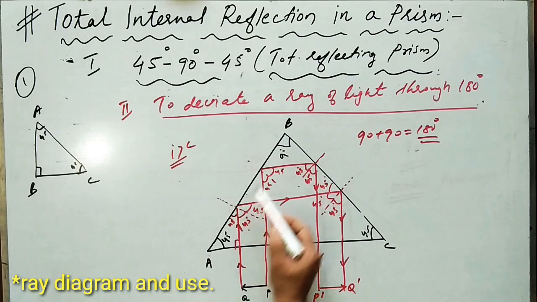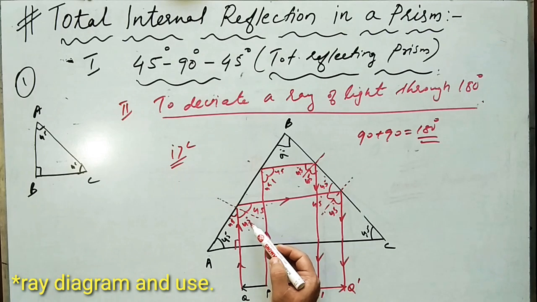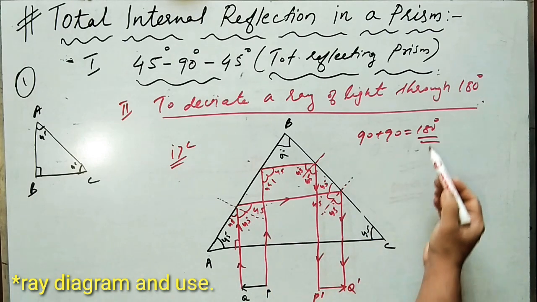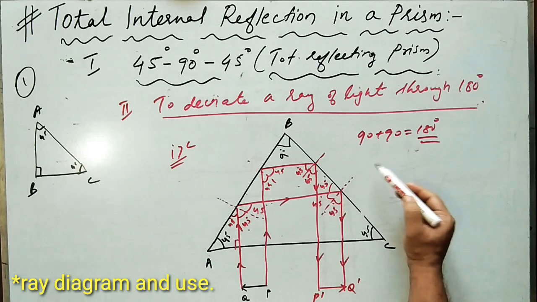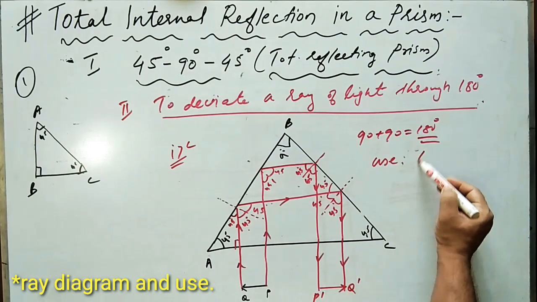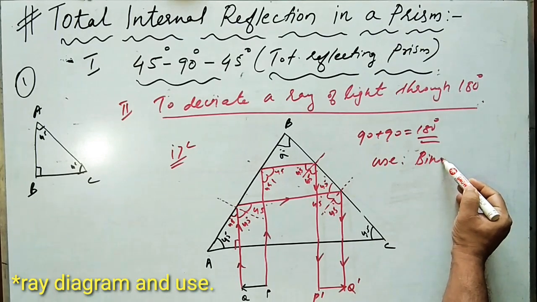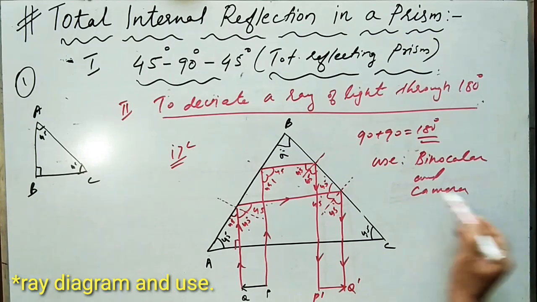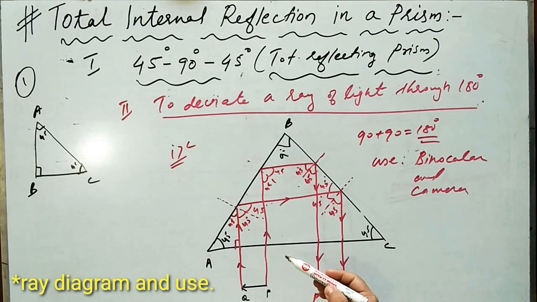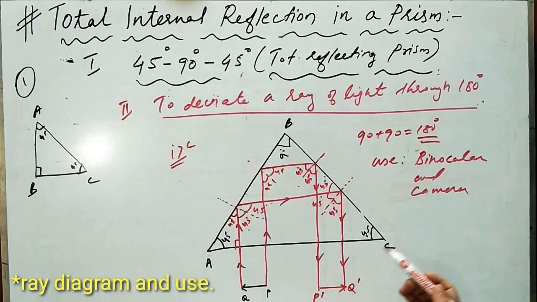It suffers total internal reflection at AB and BC with an angle of 90 degrees and 90 degrees, total 180 degrees. This action of the prism is used in binoculars and cameras. Very important, remember the use of this prism. It is very important for the board examination. This action of the prism is used in binoculars and cameras to invert the image without loss of intensity. You can see that the image has inverted.